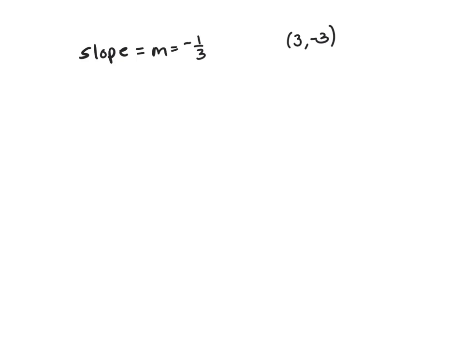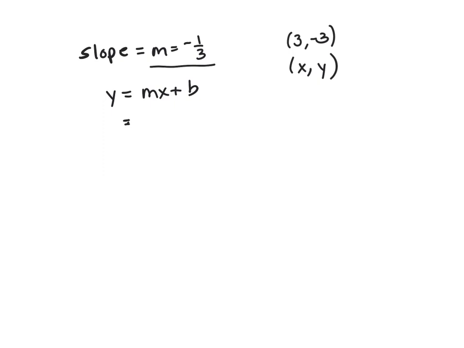I believe the easiest way to find the equation is to use the formula y = mx + b. Okay, and we know that we have an x value here of 3 and a y value of negative 3 and a slope of negative 1/3. So let's plug that information in and solve for b, as in boy.